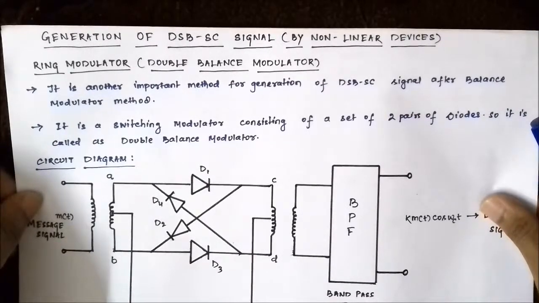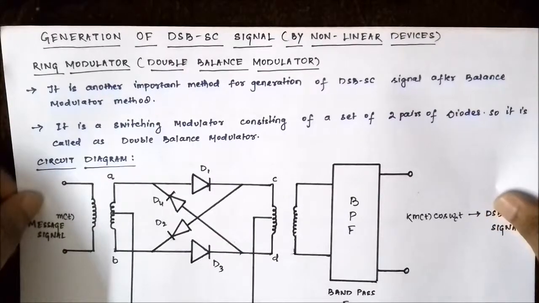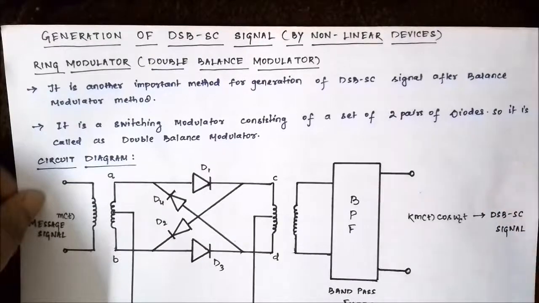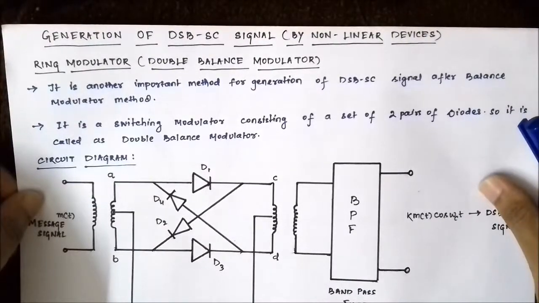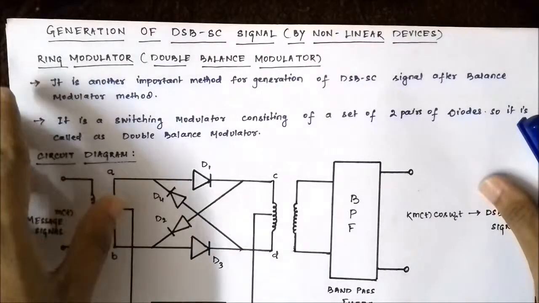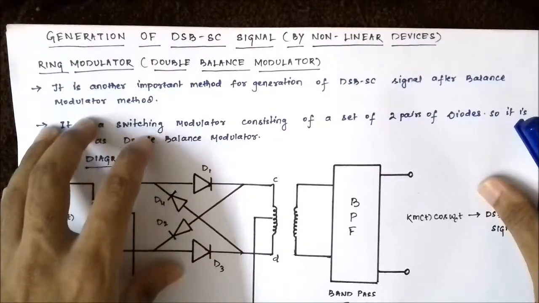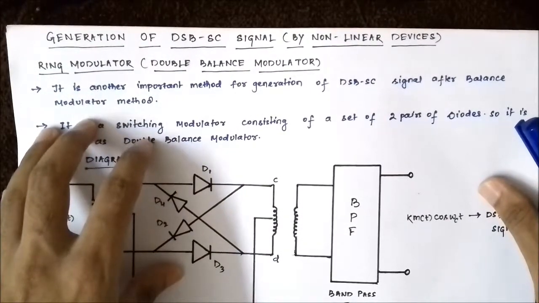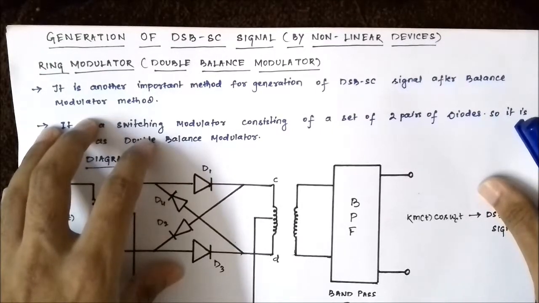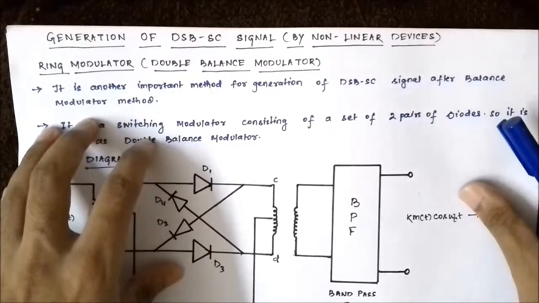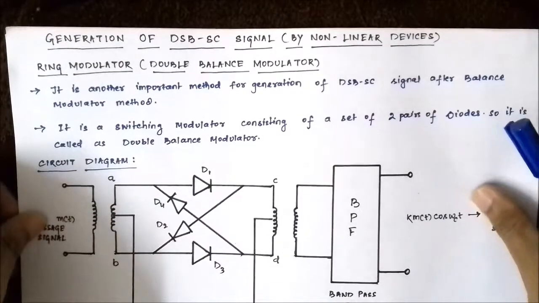So please check out that video before you watch this video so that you can understand it in a better way. In today's video we will be discussing the ring modulator method or the double balance modulator method for generation of a double sideband suppressed carrier signal, in which only the lower and the upper sidebands are passed or transmitted and the carrier signal component is suppressed. So let's get started.